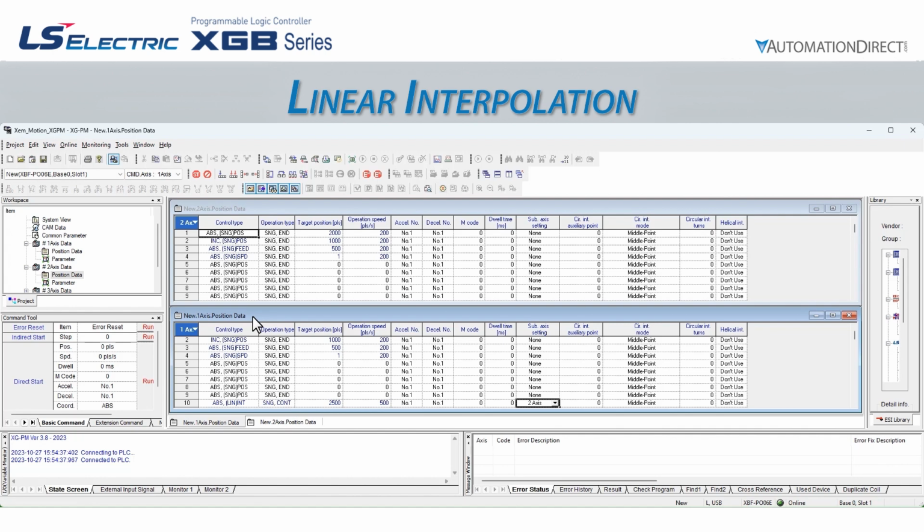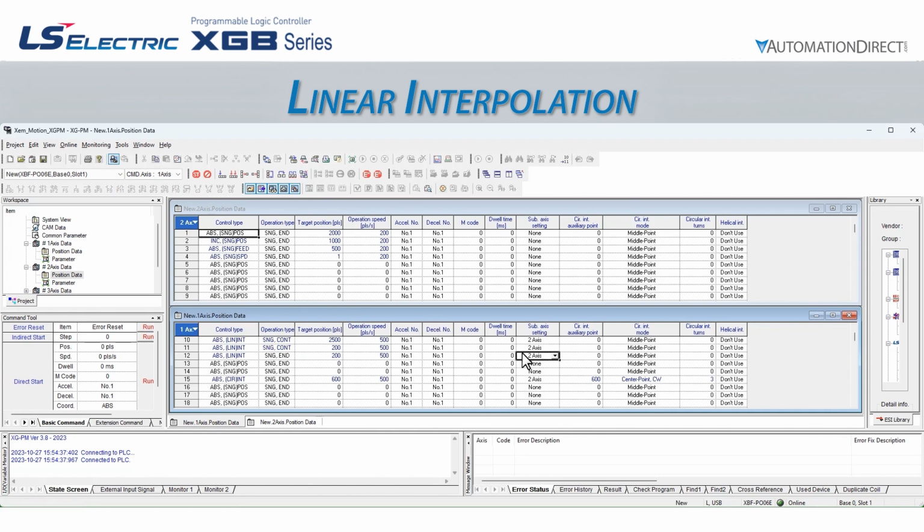It is important to note that axis 1 is our x-axis and axis 2 is our y-axis. Looking at lines 10 through 12 of the axis 1 position data table, we see 3 absolute linear interpolation moves. The first 2 are single moves that continue to the next move, and the third in the sequence is a single move that ends upon completion. If we look at each of these moves, we see that axis 2 is selected as the sub-axis.